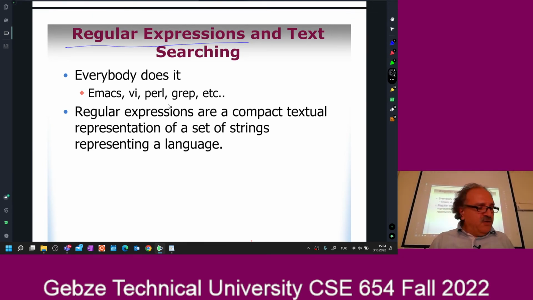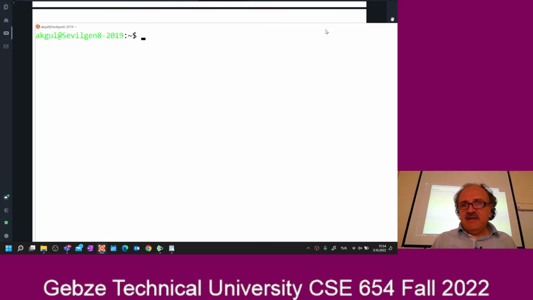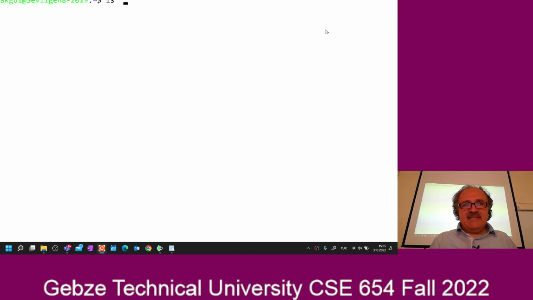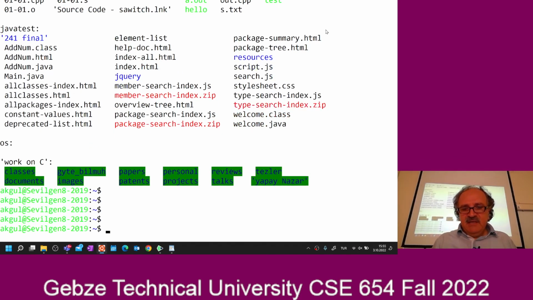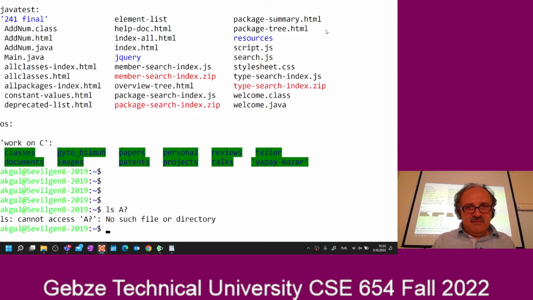When you, for example, use your regular Unix prompt, when you say stuff like ls *, star means everything, right? Or ls with a question mark and a question mark. Can I do this? I can, but I didn't find anything. Question mark means just a single occurrence of anything, just one thing. Okay.